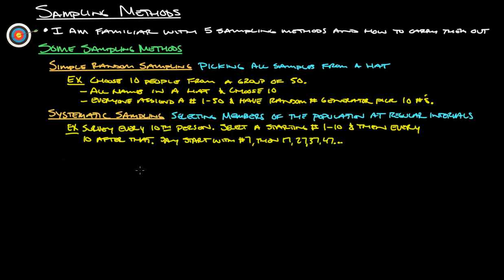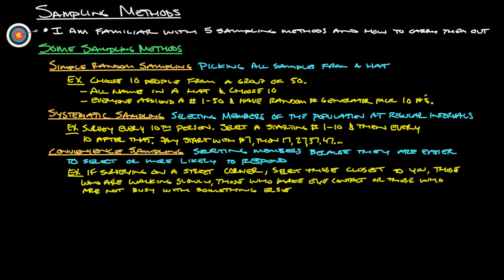Okay. Another way, systematic sampling, selecting members of the population at regular intervals. For example, survey every 10th person. Select a starting number 1 through 10 and then every 10 after that. For example, you could start with number 7 and then 17, 27, 37, 47, so forth and so on.